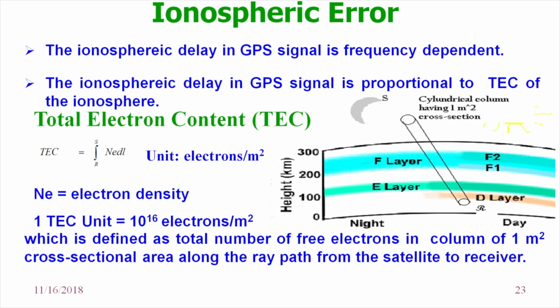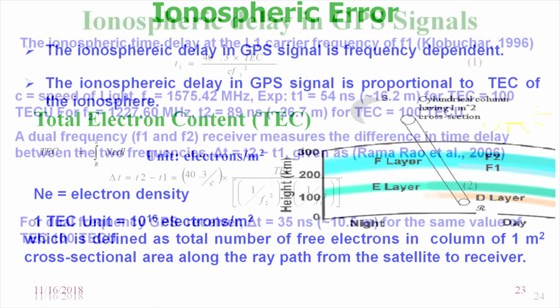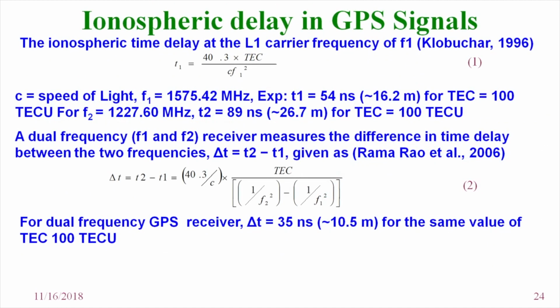It has an area of 1 meter. So, a 1 meter column will provide a total electron content of about 10 to the power 16 electrons per meter cube. In a cylindrical column, the total number of electrons is known as the total electron content, which is defined as the total number of electrons in a column of 1 meter square cross section area along the ray path from the satellite to the receiver. So, this ionospheric delay is important because the ionosphere varies.